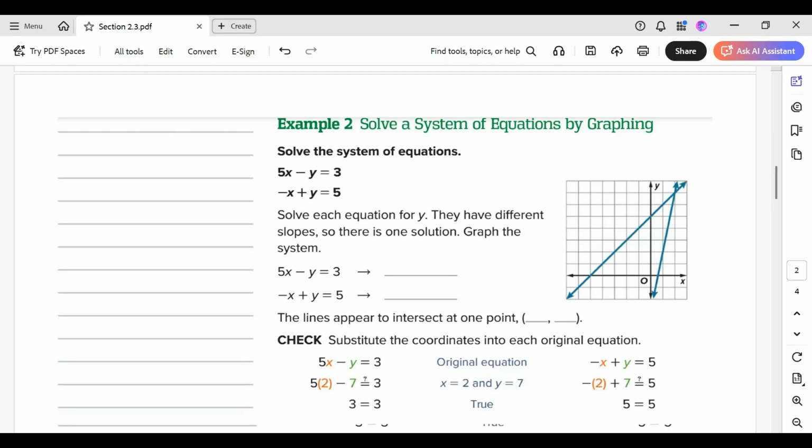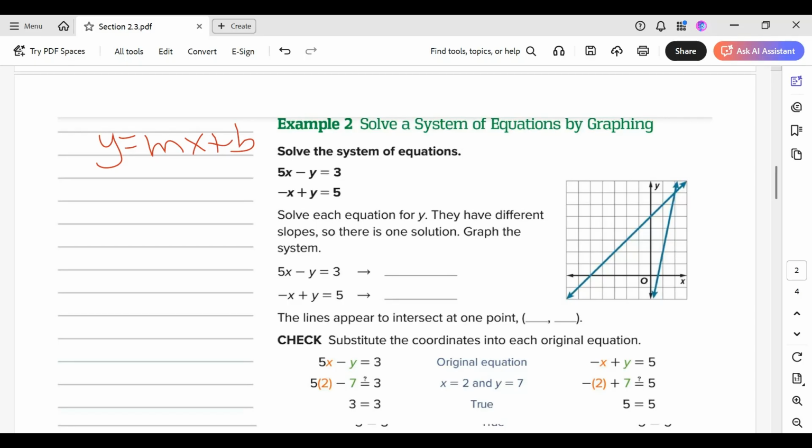Example 2, solve a system of equations by graphing. So they gave us the equations 5x minus y equals 3 and negative x plus y equals 5. So we solve each equation for y, so it makes it y equals mx plus b format. So you want to change it into y equals mx plus b. Then graph the different slopes, and then you have your solution.